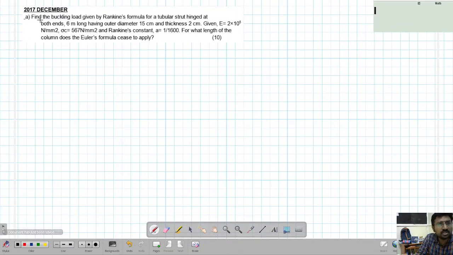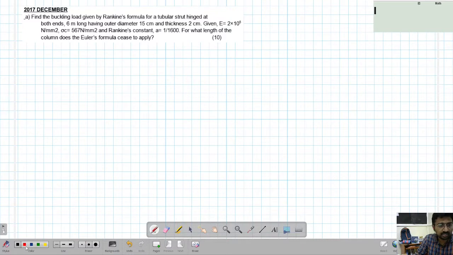So the question is, find the buckling load given by Rankine's formula for a tubular strut hinged at both ends, 6 meter long, having outer diameter 15 centimeter and thickness 2 centimeter. Given that Young's modulus is 2 into 10 to the power 5 MPa, maximum compressive strength sigma C is 567 Newton per mm square, Rankine's constant A is 1 upon 1600. Find the length of the column. For what length of the column does the Euler formula cease to apply?